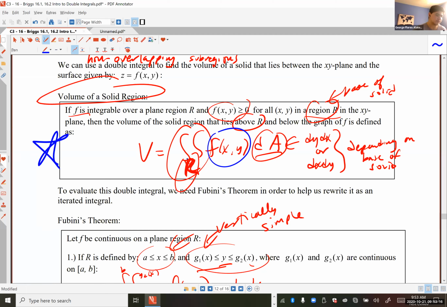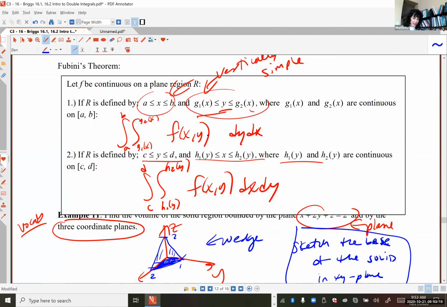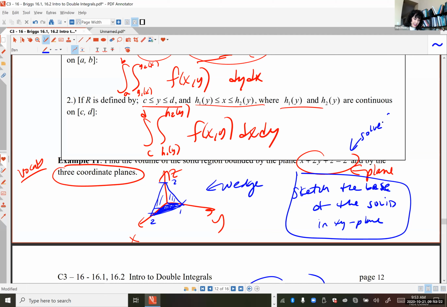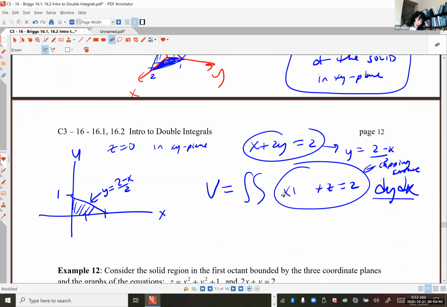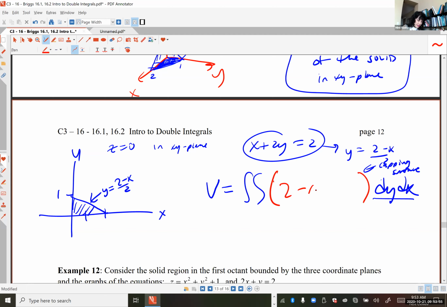Solve for z? Thank you. Solve for z. Very good. You need to solve for z because that is your f of x, y. This one's pretty easy to solve for z. I get z is equal to 2 minus x minus 2y. And that's my f of x, y. So down here, don't put the equation. Come on, people. You don't integrate an equation. You integrate a function. So I'm going to integrate this capping surface, which happens to be 2 minus x minus 2y. Now let's iterate the double integral.